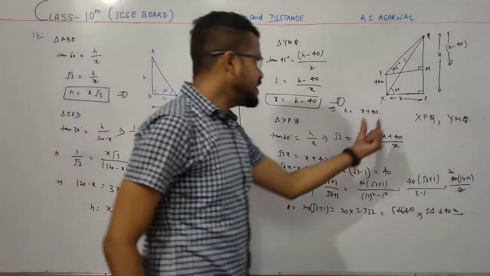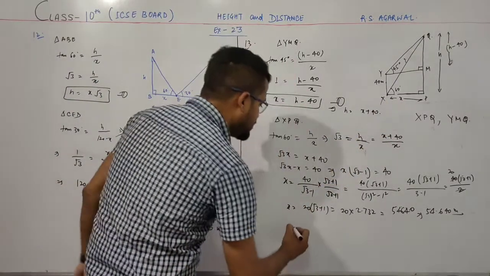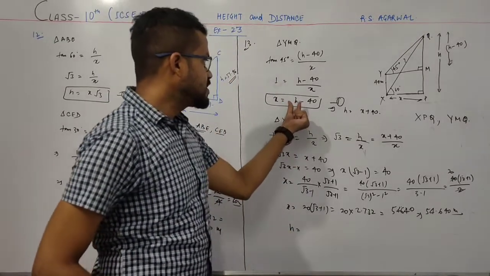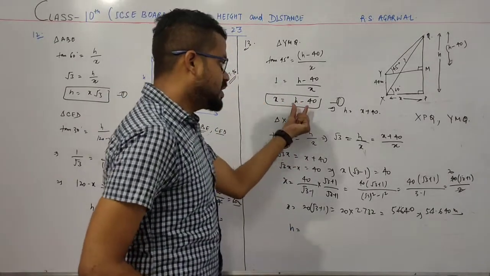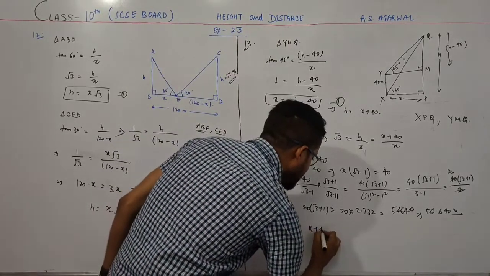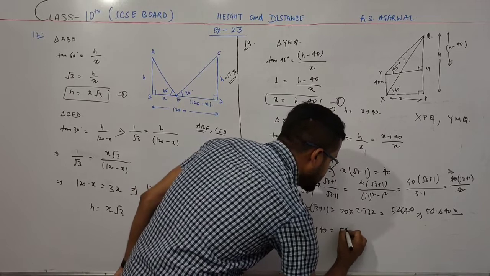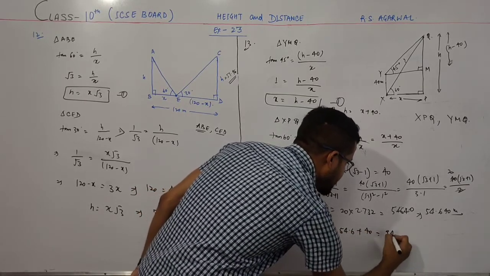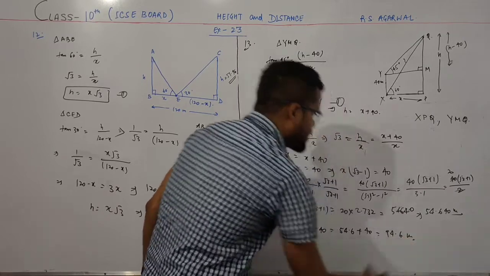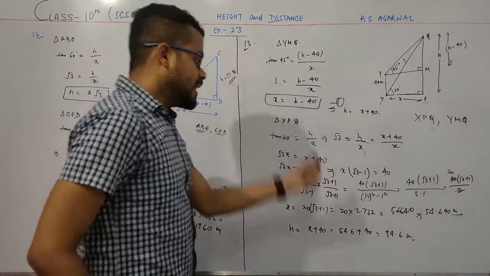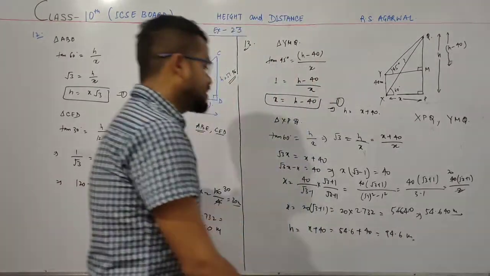So once we get the value of x, we easily get the value of h. H is equal to how much? H is equal to x plus 40. So h is equal to 54.6 plus 40. So this is 94.6 meter. 54 plus 40 is equal to 94 and this is 0.6 meter.